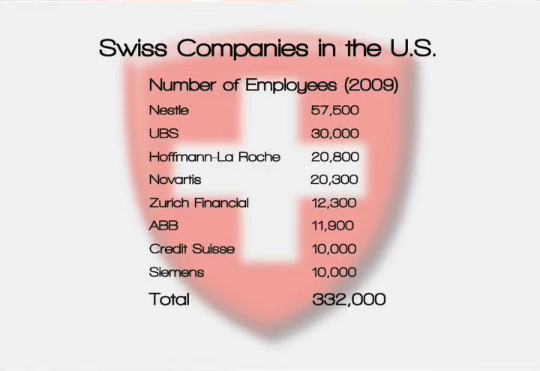On this slide, I have highlighted the number of employees of Swiss multinational companies here in the US. And it's quite a substantial number. In total, there are 332,000 employees at workforce here in the US. And the chemical, pharmaceutical, and financial industry is also very prominent here in the US. As a comparison, US companies in Switzerland employ about 26,000 people in Switzerland.